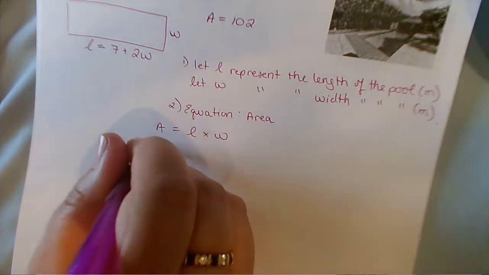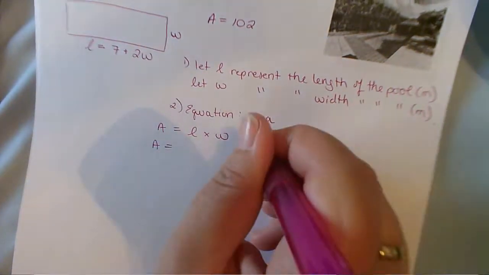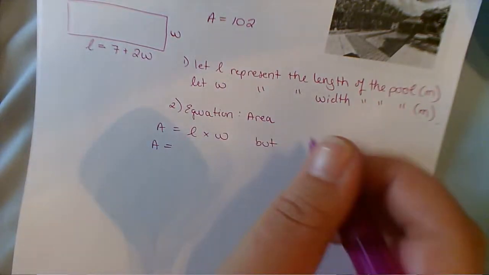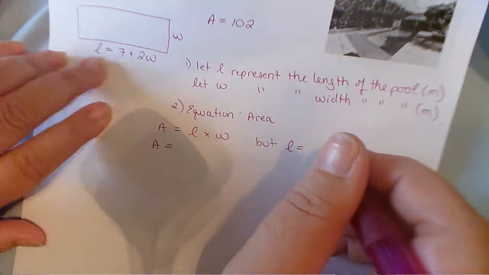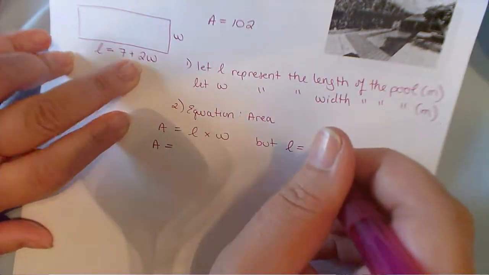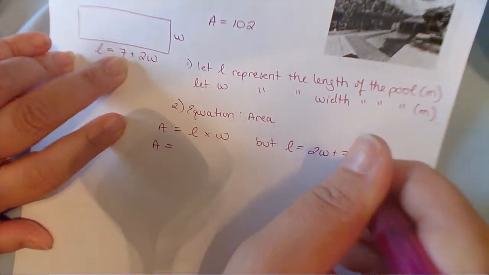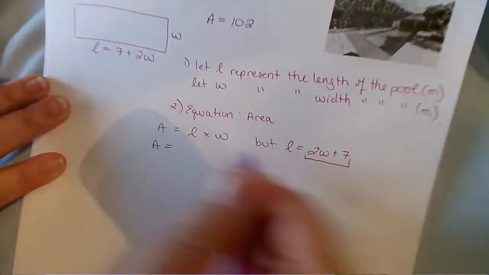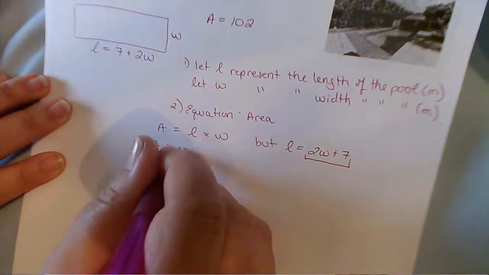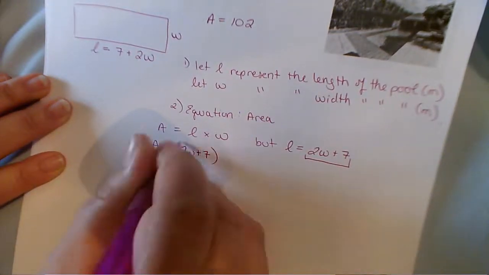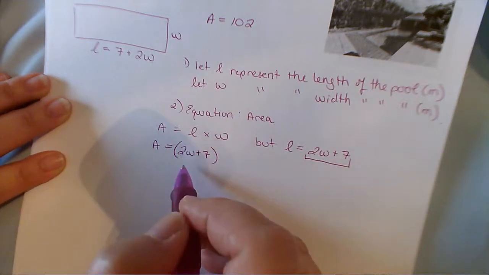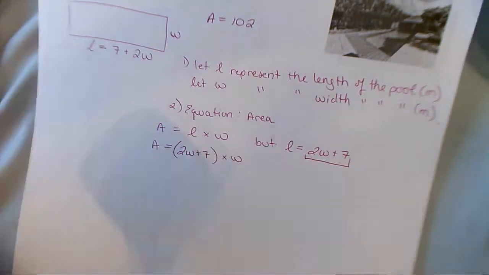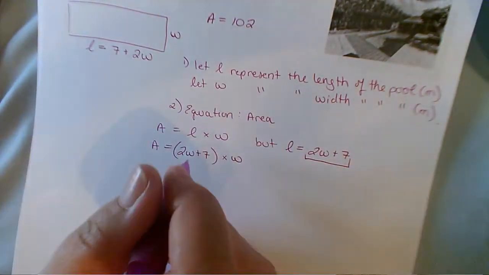But right now it's 2 different letters, right? We don't like 2 different letters in the same equation. We know that the length can be represented as 2W plus 7, right? 7 more than twice the width. So that means this is the chunk that's going to replace the letter L, just like in linear systems. So instead of calling it L, call it 7 plus 2W, or 2W plus 7. And then you still times that by the other W.